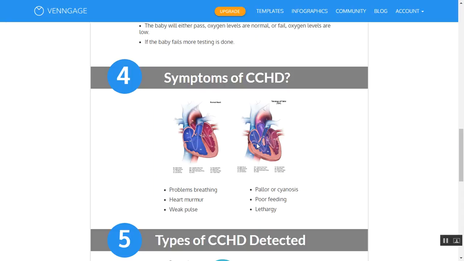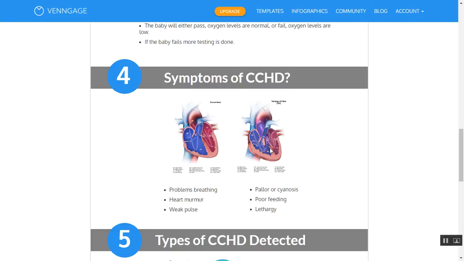And then this heart over here on the right is a heart that has tetralogy of Fallot, or TET for short. And you can see that this heart looks a little bit different than the heart on the left. There are 4 differences between these two hearts.